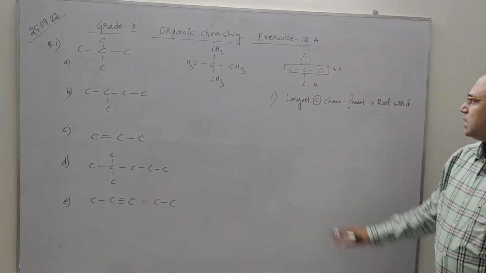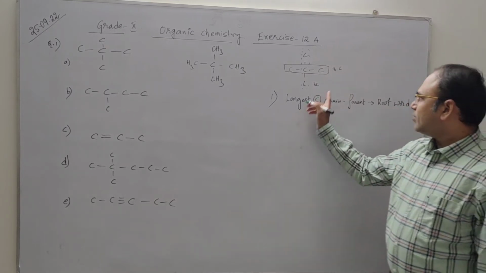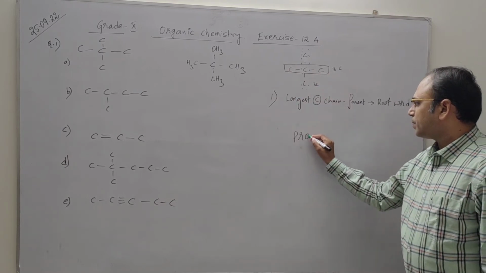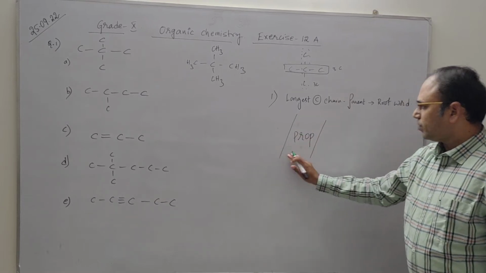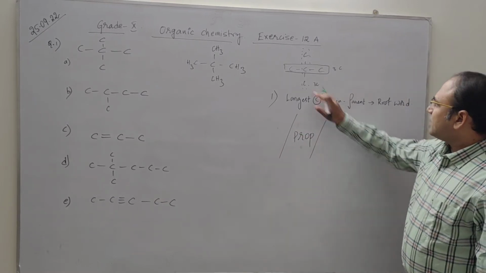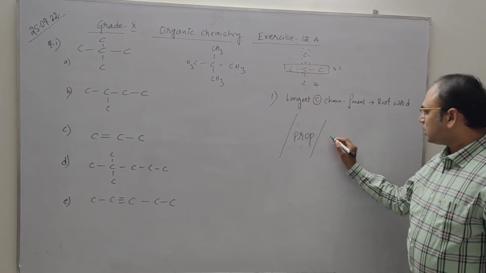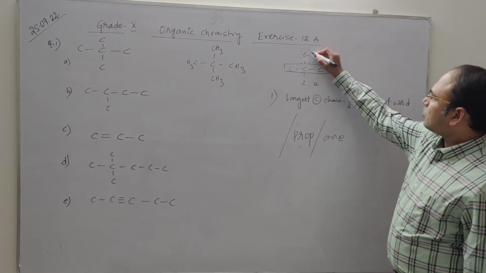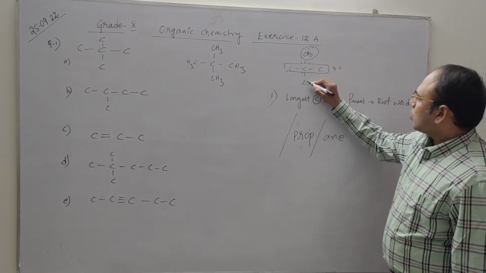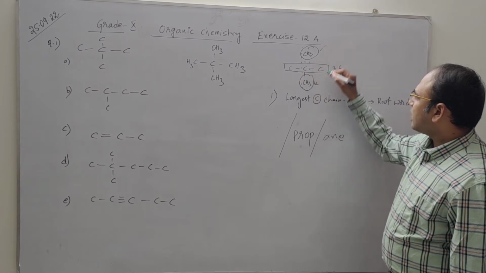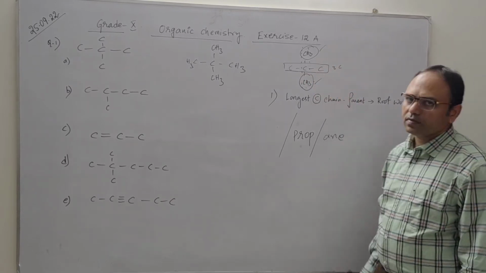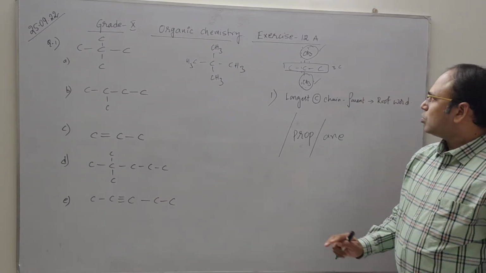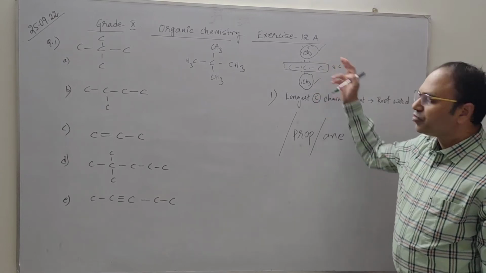After selecting the longest carbon chain as parent, what will be the root word? 3 carbons, the root word is prop. Next, what is the type of bonding between the carbons? Single bond, therefore we write it as ANE. Next, we have 2 branches. What are the 2 branches here? Methyl, and here also methyl. So we have 2 methyl groups. If you have 1 methyl, you write methyl; if you have 2, you use dimethyl.